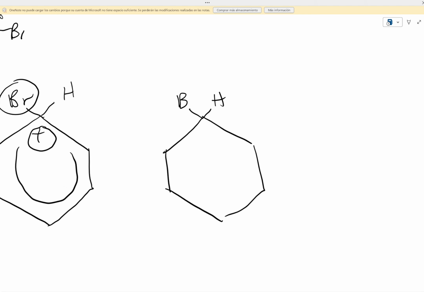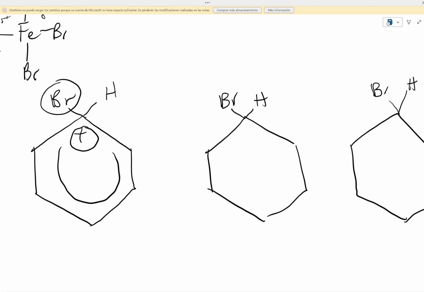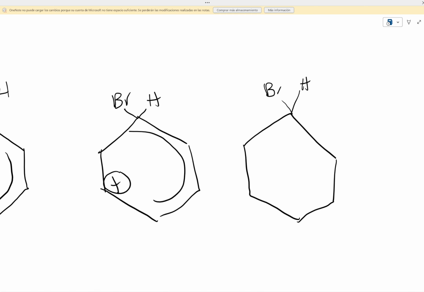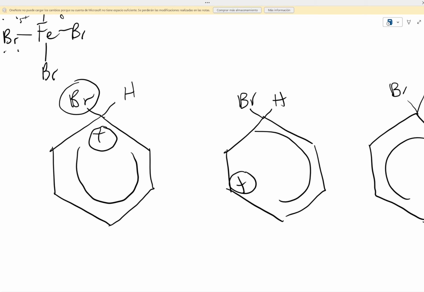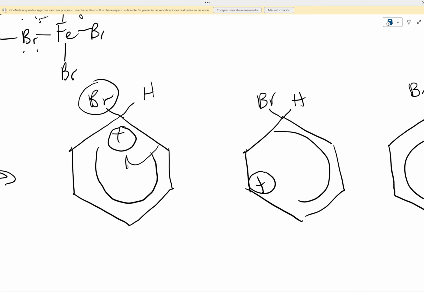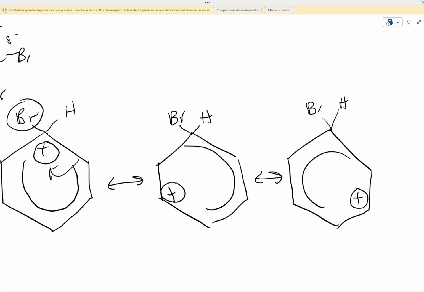Because the ring system has been broken, the electrons will now move to dampen that positive charge, the positive charge that we see here. So we're gonna be seeing the positive charge moving around the ring system, right? The electrons constantly move to try to satisfy that positive charge, and each time the electrons move, the positive charge moves to a different carbon. So we're gonna have the creation of these unstable intermediates.